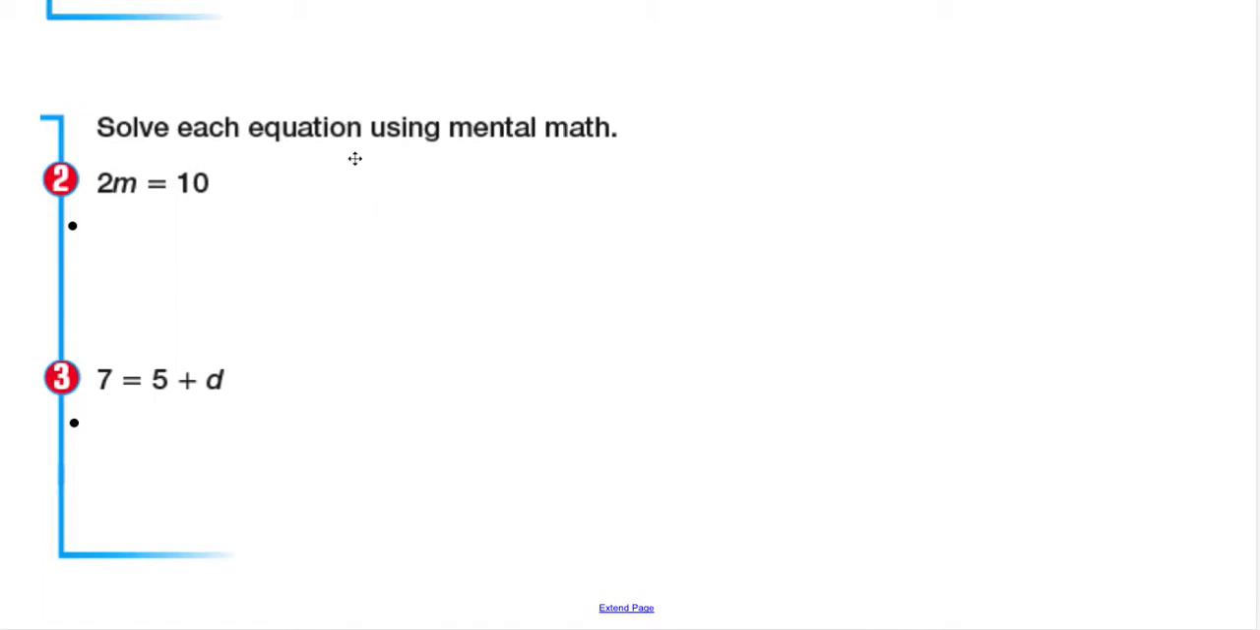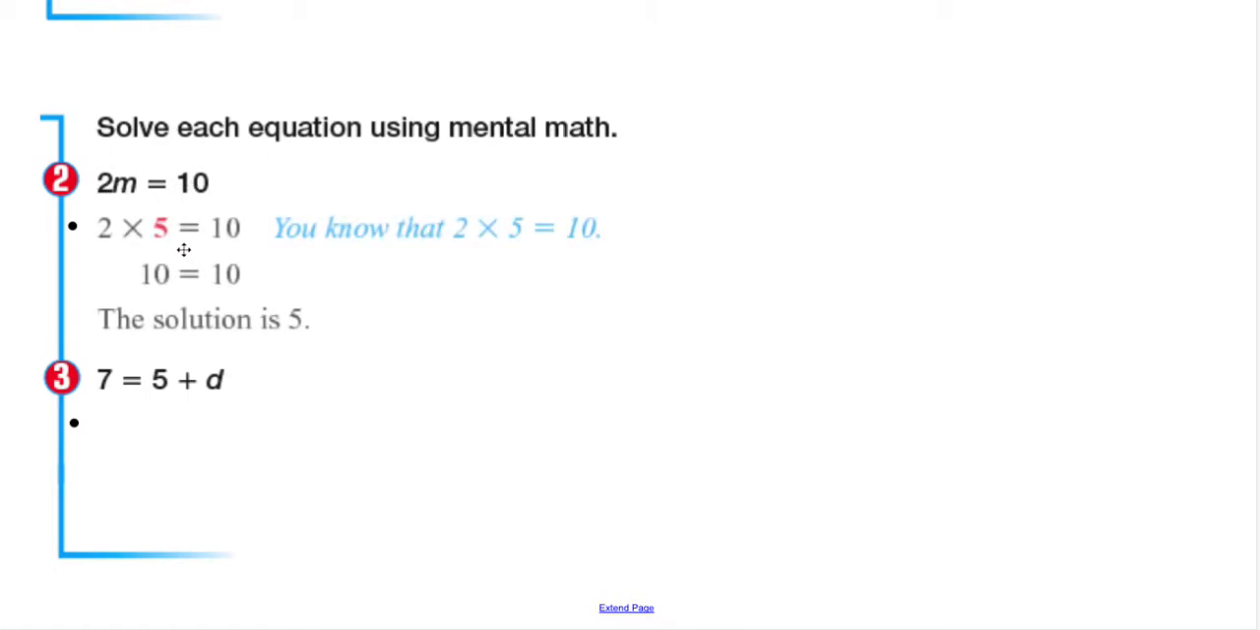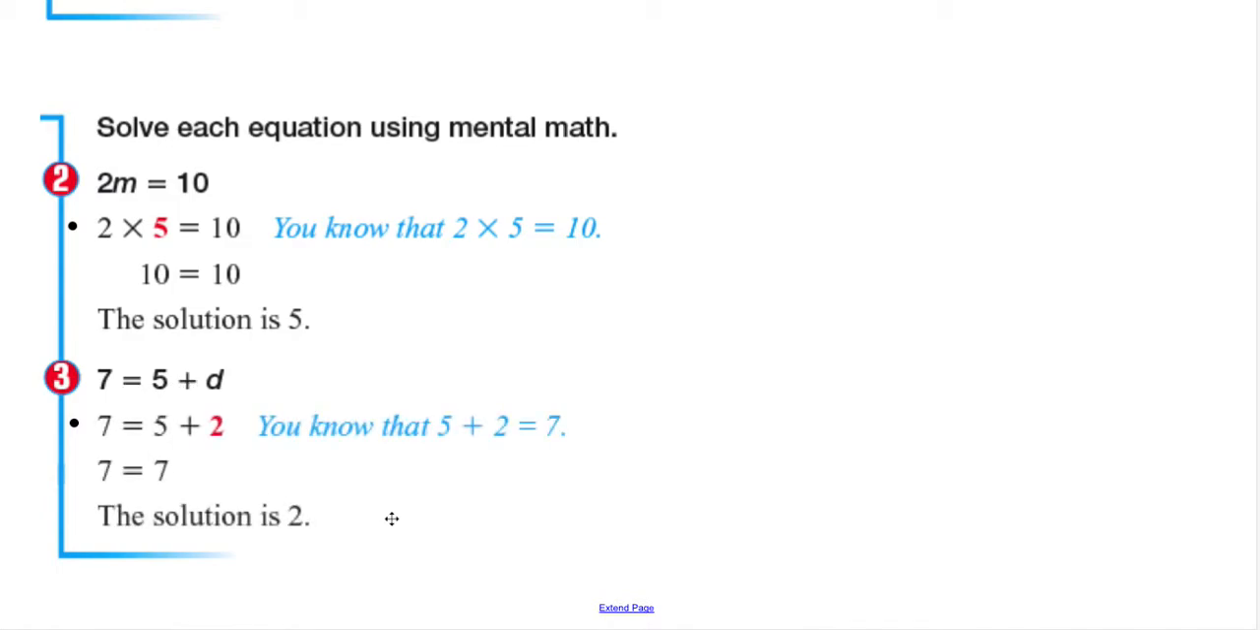Solve each equation using mental math. 2m equals 10. Remember that when you say 2m, it means 2 times m. So what value of m will you multiply with 2 to get a value of 10? Obviously, that will be 5. So the solution is 5. In this case, what value of d will make the equation true? That would be 2. The solution is 2.